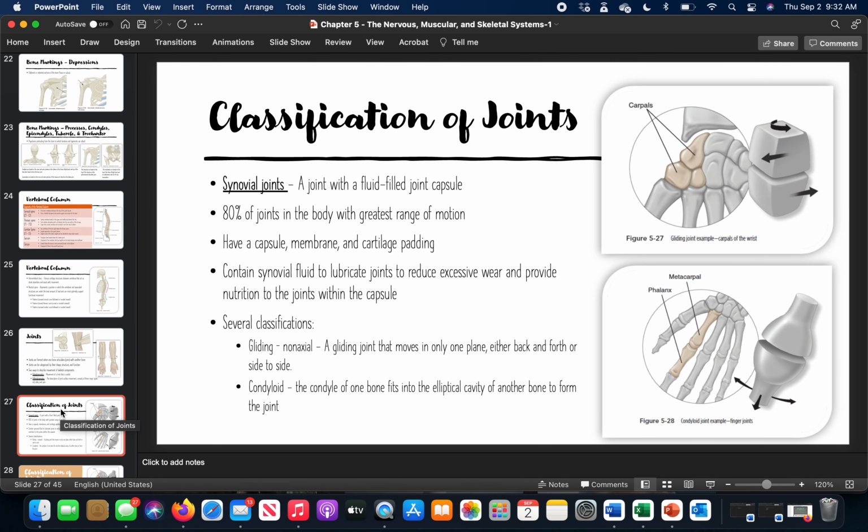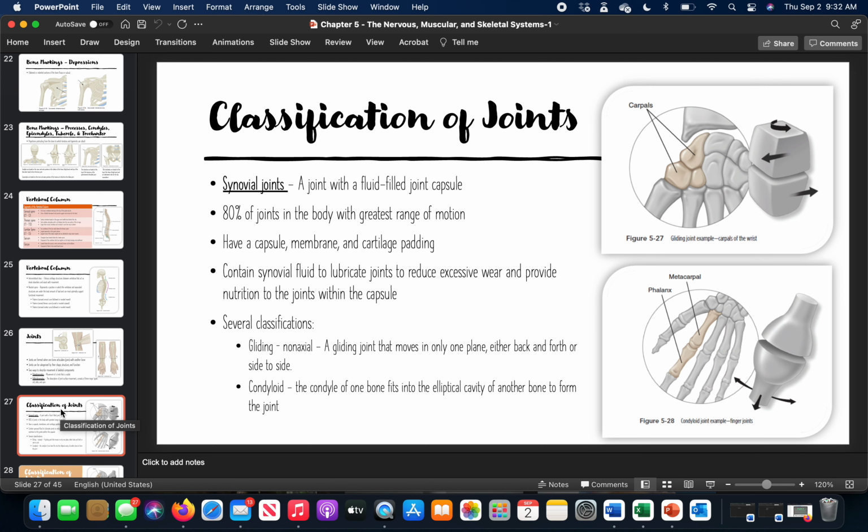For classification purposes, though, when we look at everything, you'll see here you have synovial joints. Those synovial joints typically have a capsule. Like it says here, 80% of the joints in the body have the greatest range of motion that's out there. Within that capsule, you also have a membrane. You have cartilage padding. You also have what we would call synovial fluid in there as well.